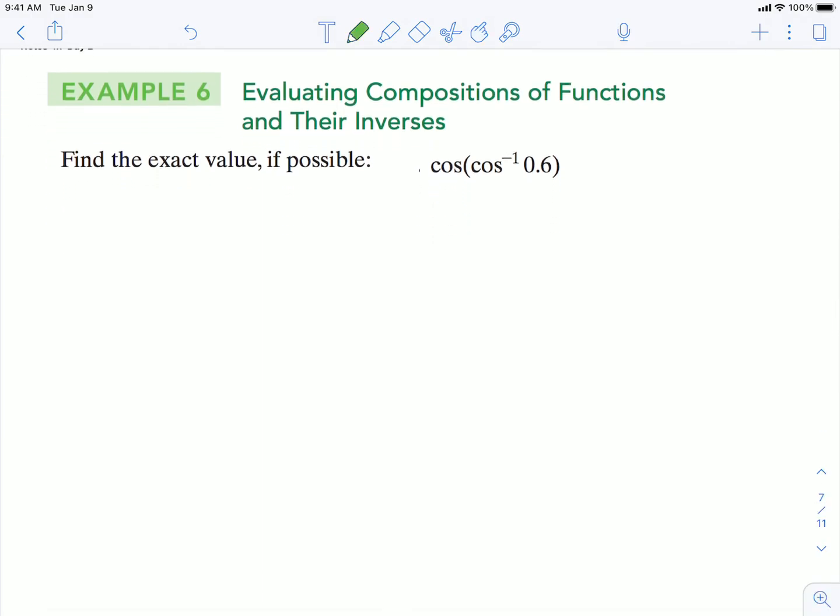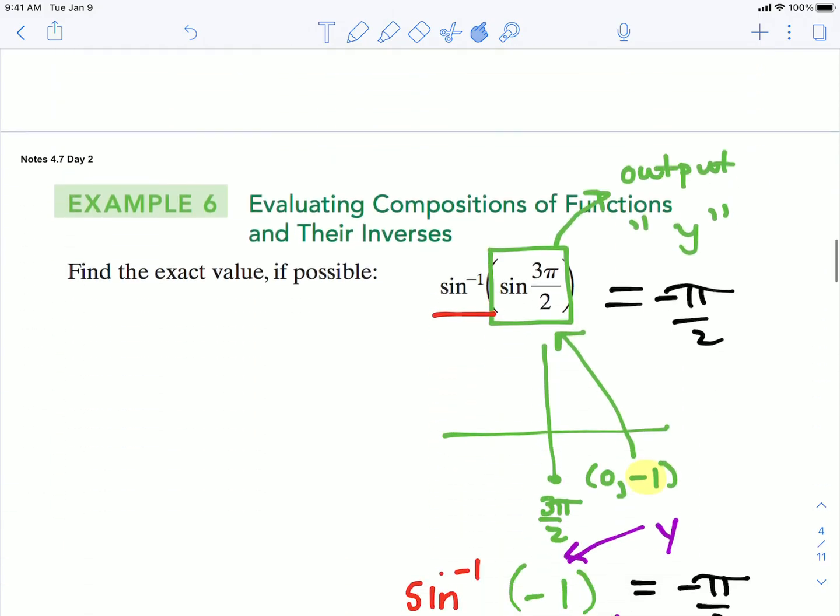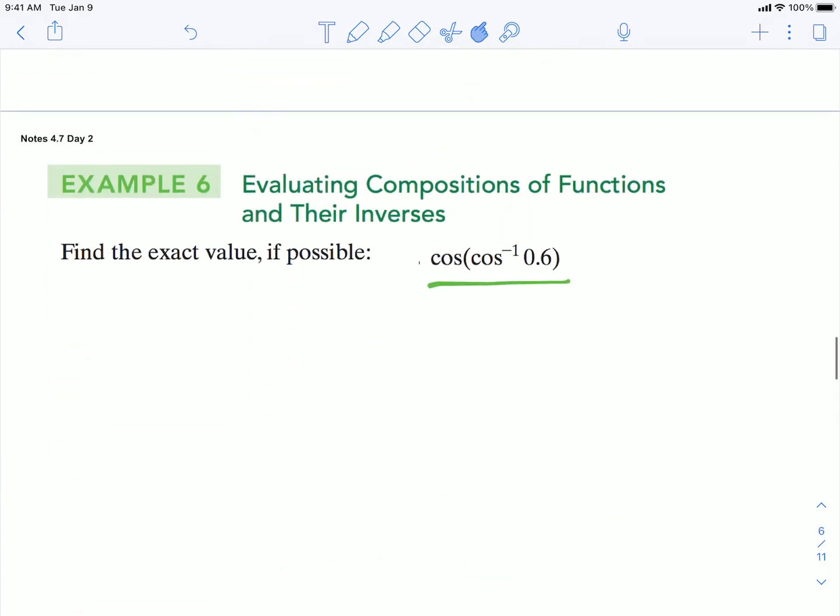All right, next example, cosine inverse of cosine of 0.6. This one we can use our properties up above, right here. So these properties. If you have the inverse of it, then your answer is just x. So the cosine inverse is your x because they're inverses of each other. So your answer is 0.6.